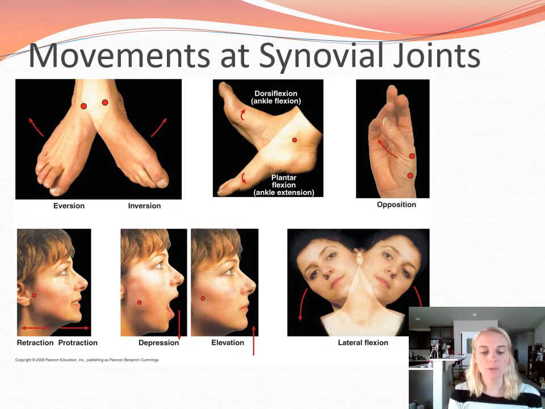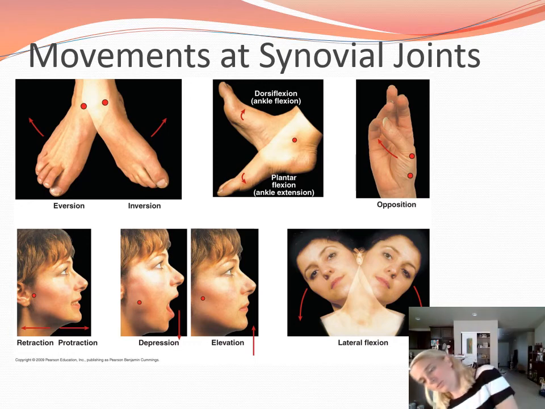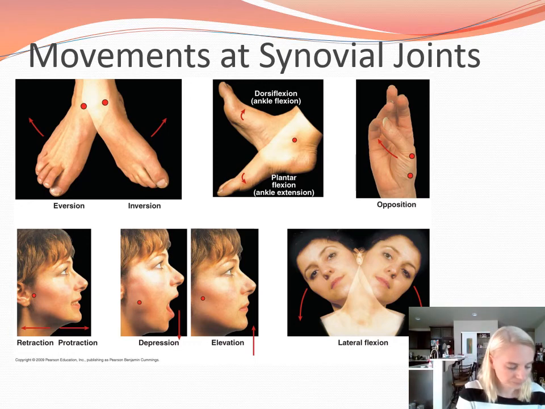Okay, and then we have depression and elevation. So depression would be moving things low, and elevation, moving things up. We can do that with our shoulders. Elevate, depress. Elevate, depress. And then we can have flexion. We talked about like this, flexion, extension, hyperextension. We can also do lateral towards the side. So we can do that all the way along our spine, lateral flexion.